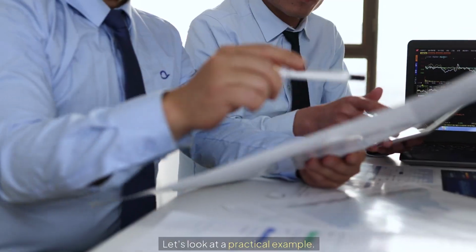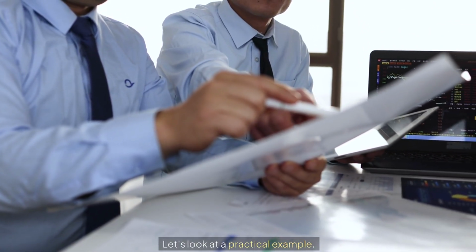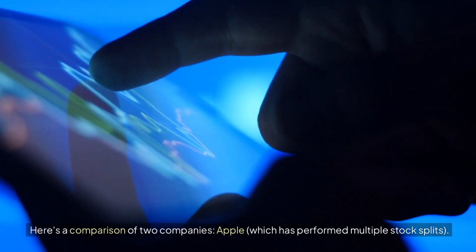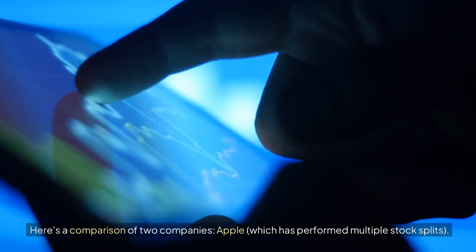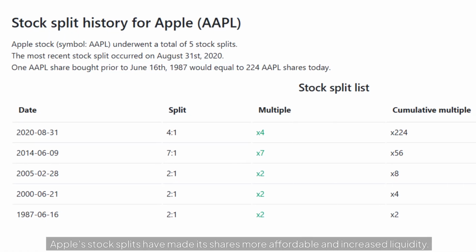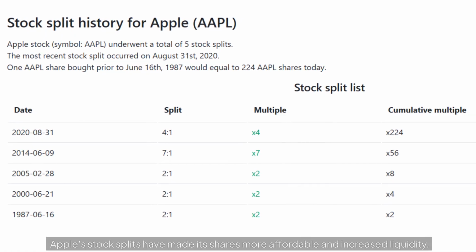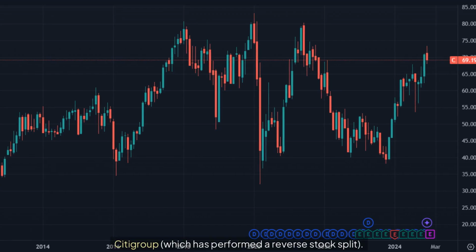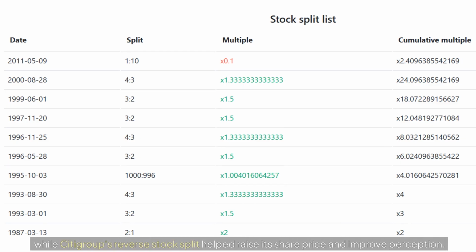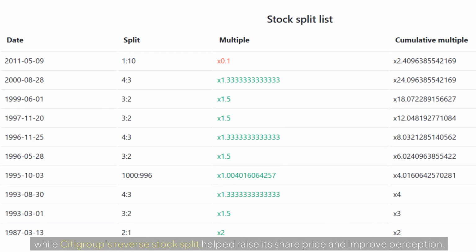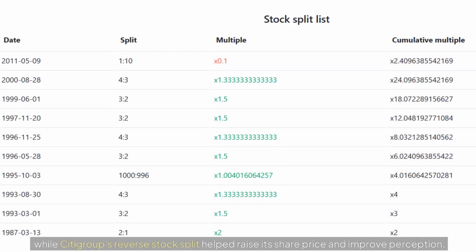Practical example. Let's look at a practical example. Here's a comparison of two companies. Apple, which has performed multiple stock splits. Apple's stock splits have made its shares more affordable and increased liquidity. Citigroup, which has performed a reverse stock split. Citigroup's reverse stock split helped raise its share price and improve perception.